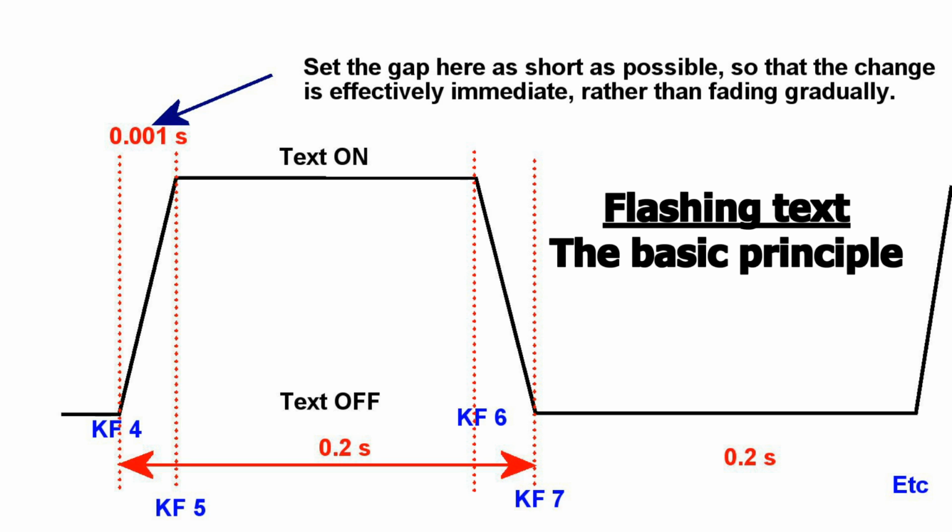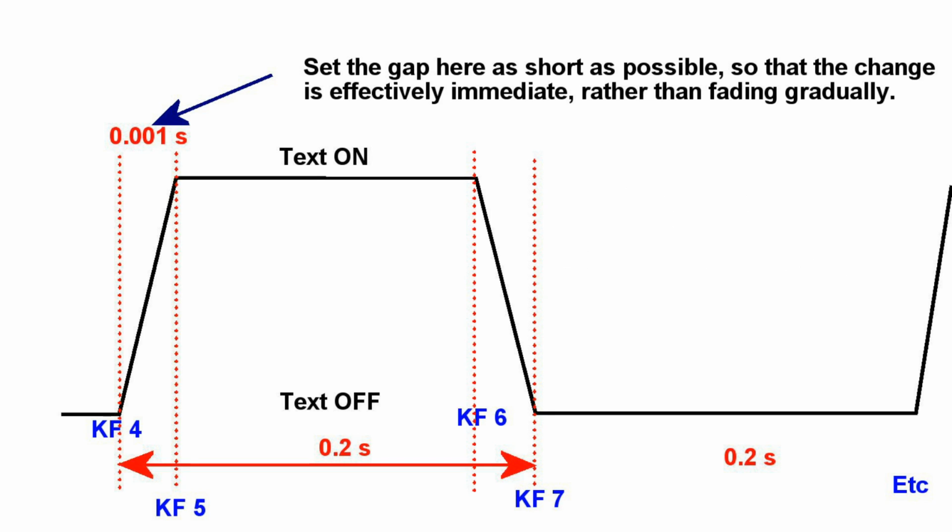The diagram you've been looking at while I've been rambling on just illustrates the basic principle. The key point, no pun intended, is that Bluff Titler changes the property values between keyframes. So to get the effect of flashing rather than fading, you have to place pairs of keyframes very close together. The diagram illustrates this for the case where you want to flash, say, 5 times a second. That is on for 0.2 of a second, off for 0.2, and so on.